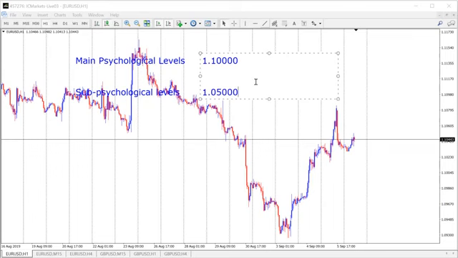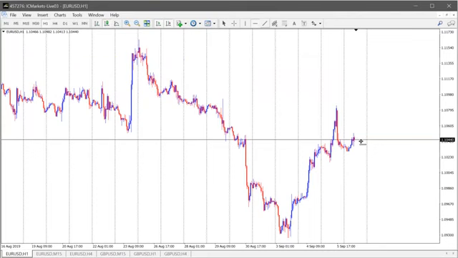It keeps going on and on. So I just believe you understand what this means. So now let's go ahead. The first step you are going to do, since you already understand what main psychological levels and sub-psychological levels are, is jump straight to the horizontal line and start putting in those lines at those levels.